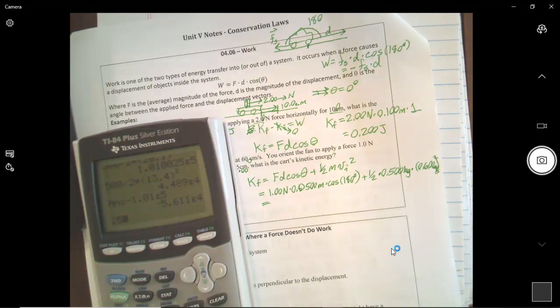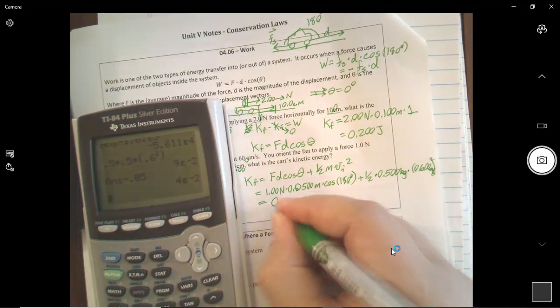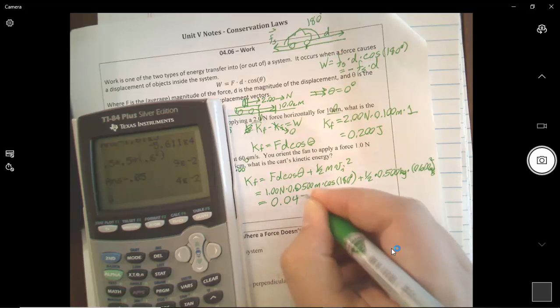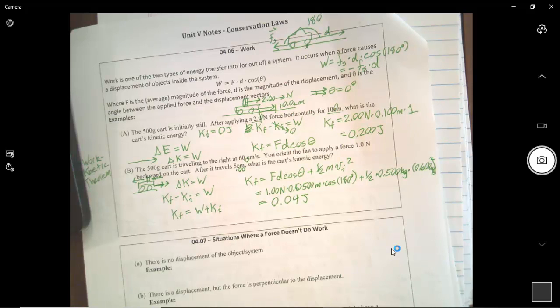Okay, let's calculate that all together. So we have 0.5 times 0.5 times 0.6 squared, and then we're going to subtract 0.05 for this, and so we're going to have 0.04 joules.